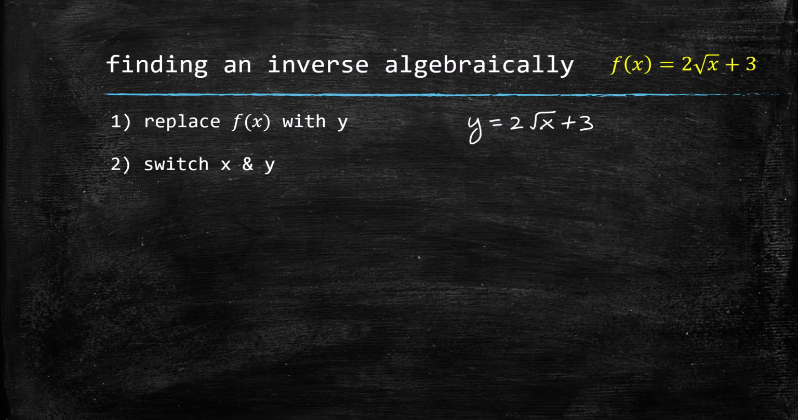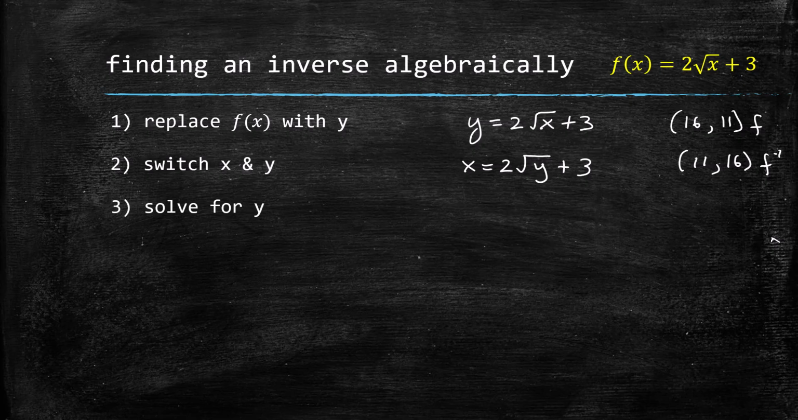So if we think about it, on y equals 2 rad x plus 3, if we were to graph that, we know that the point 16, comma 11 is on that, because when we plug in x equals 16, we get y equals 11. So on the inverse function, we need to switch those positions. When we plug in 11 as x, we get 16 as y. So that's on the original, and this is on the inverse. We do that generically by switching x and y, switching the outputs and inputs, and then solving for y. That's our next step.